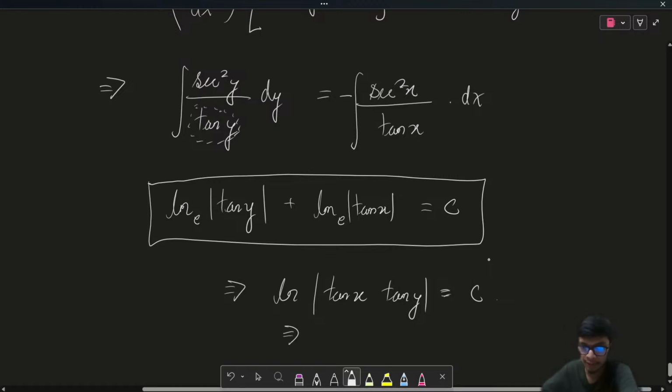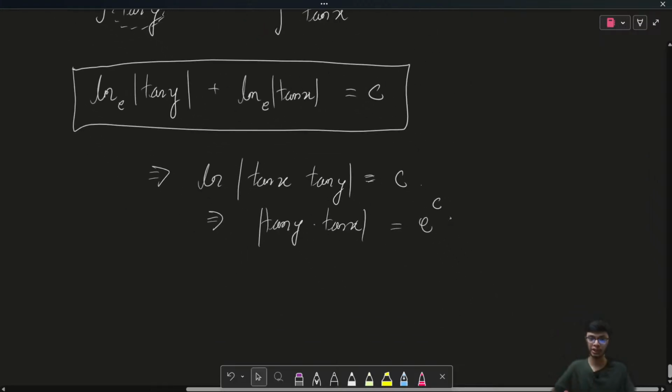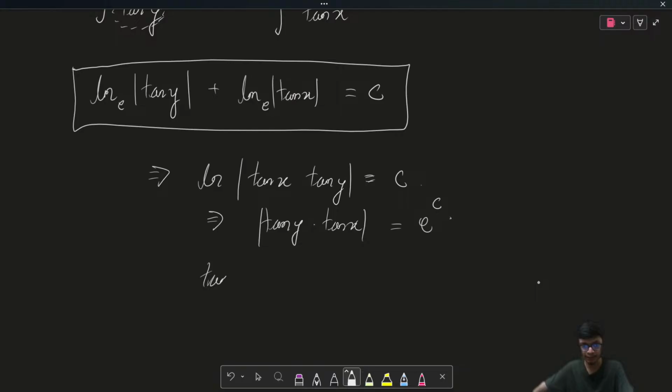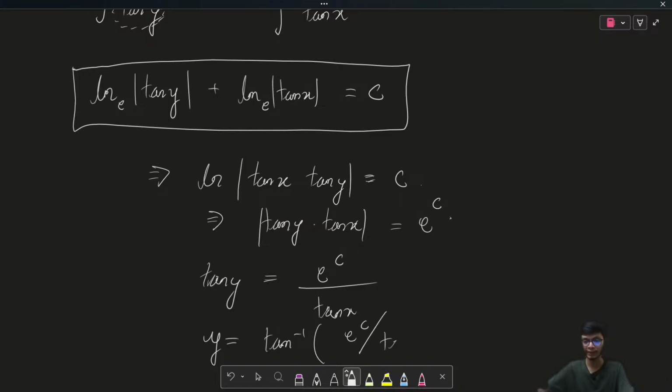Now from this particular thing we can write the required value, that is mod of tan y into tan x is going to be equal to e to the power that constant c, right? Now we already know that the exponential function is always going to be positive, so the mod has no significance over here, and therefore I can write tan y is equal to e to the power c divided by tan of x, right? Now therefore from this form I can write y is equal to tan inverse of e to the power c divided by tan x, right? So this will be the required form of the solution of the family of curves, right?